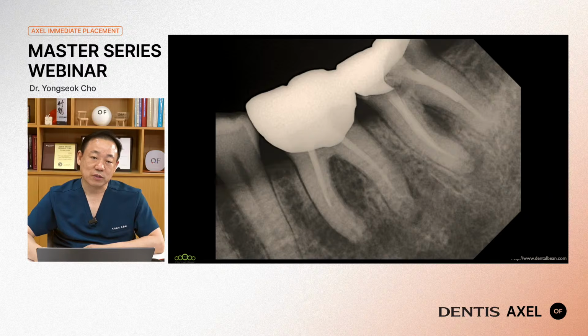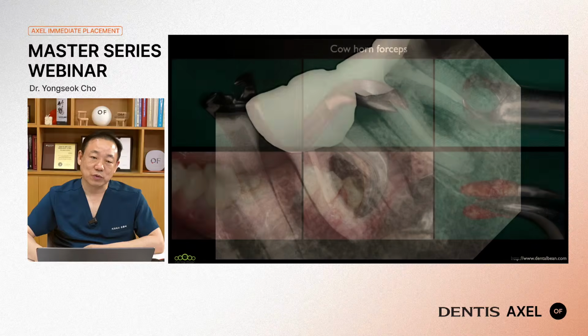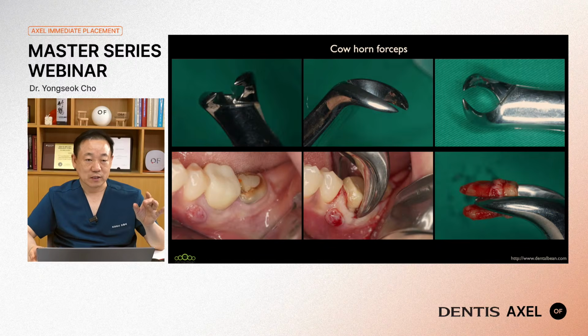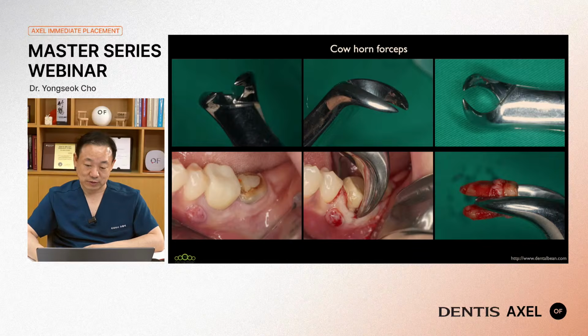How to extract the tooth? I already showed you. The best is using a Cajon forceps, especially when it is a furcation-involved case with a sound crown. It's a very nice device to extract teeth.